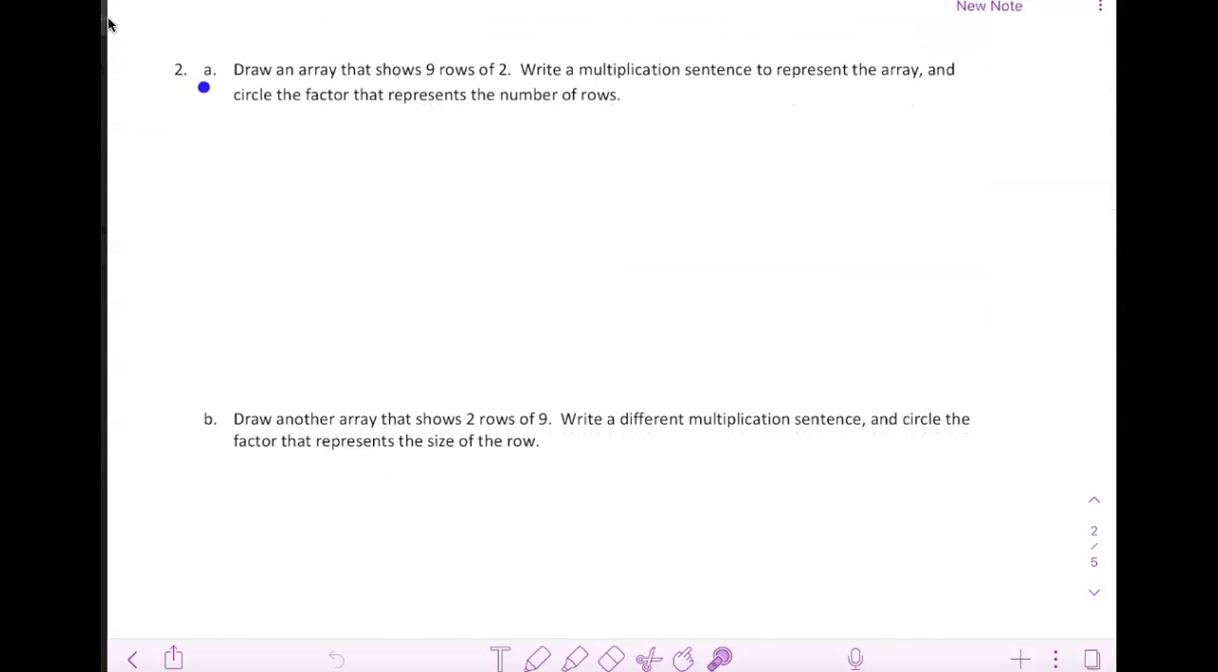Number 2A. Draw an array that shows 9 rows of 2. Write a multiplication sentence to represent the array and circle the factor that represents the number of rows. Letter B. Draw another array that shows 2 rows of 9. Write a different multiplication sentence and circle the factor that represents the size of the row.